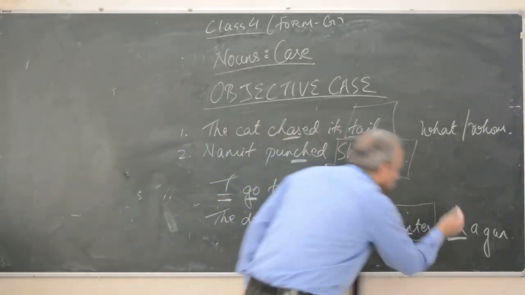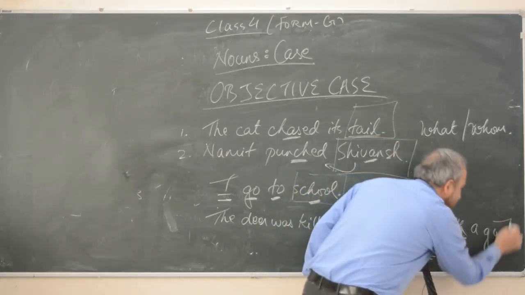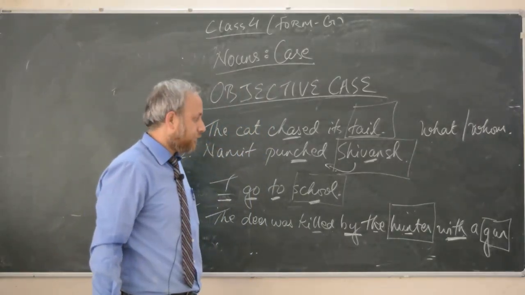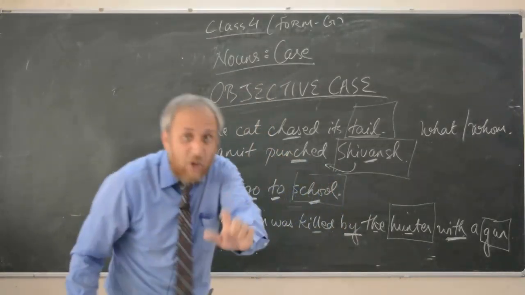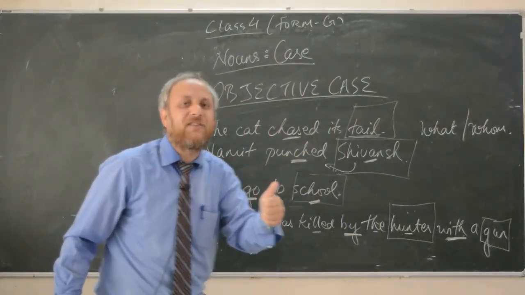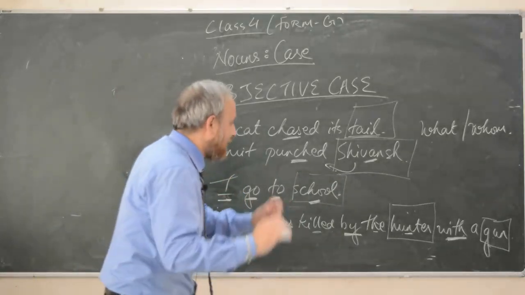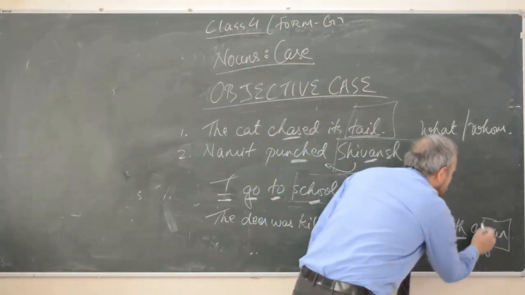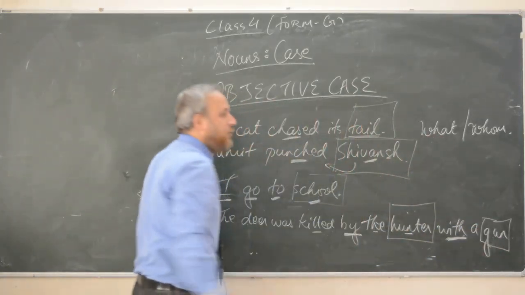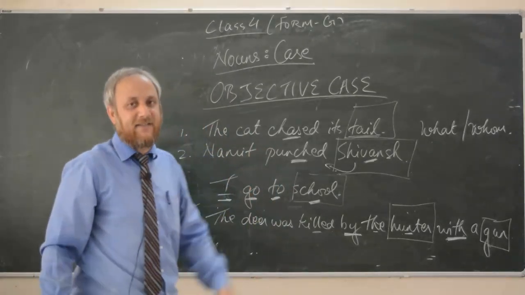Okay, and here what is the object of this preposition? Well, the object of this preposition is the word gun. Okay, so as of now, since you are in class 4, just remember that the objects of prepositions can be nouns and pronouns. Okay, so let's keep it at that. So gun is in the objective case, and hunter too is in the objective case. And remember, objective case is also called accusative case.